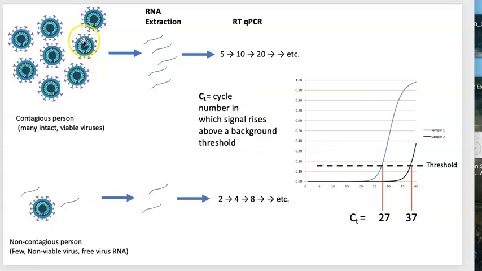Person number one, this person here, might have a CT of 27, meaning this reaction required 27 cycles in order to exceed the threshold. Person two here, with few contagious viruses and low starting material, would require a lot more cycles in order to exceed the threshold, and therefore this person's CT value might be 37. This one would be significantly lower, and you can look at this and estimate who's sicker based on this number here. But again, that's not always the case.